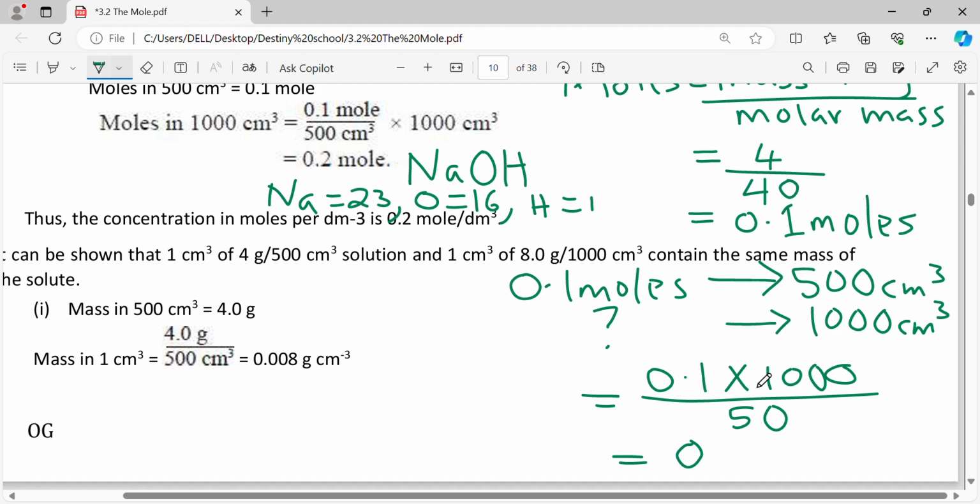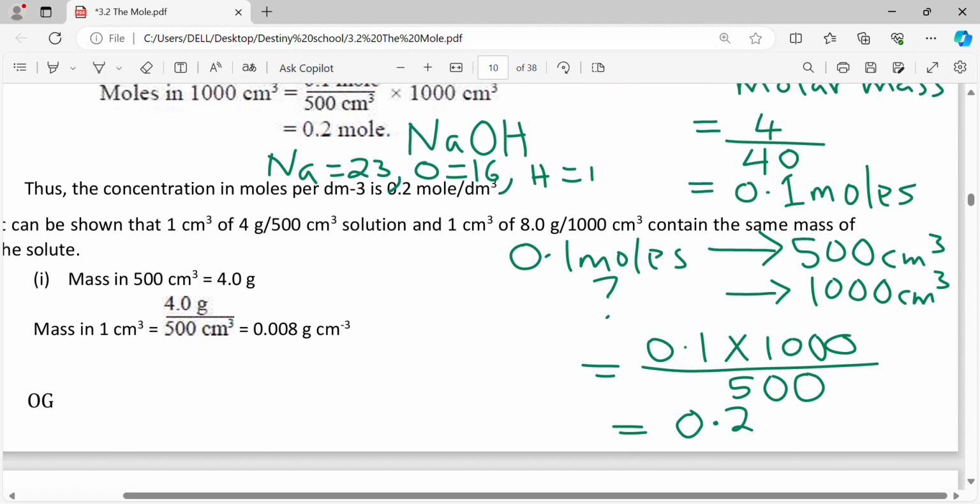Let me divide this properly. No, the lower one is 500. It will be 0.2 because the lower part was 500, not 50. If you put that on the calculator, it will be 0.2. So it will be 0.2 moles per liter. That will be the answer.